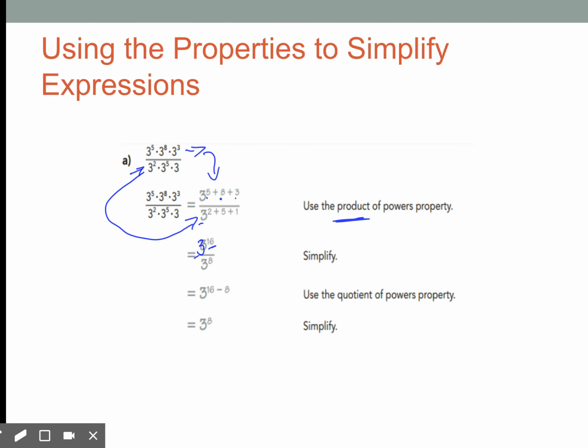Now, because I still have that same base of 3, I can use the quotient of powers property. The quotient of powers property says that all I have to do to the exponents is subtract because I have the same base. So 16 minus 8 equals 8. So my problem simplifies all the way down to 3 to the 8th power. You could evaluate this by doing the multiplication of 3 times 3 times 3 times 3 times 3 times 3 times 3 times 3. But unless you are specifically asked to evaluate in the question, your job is to simplify.